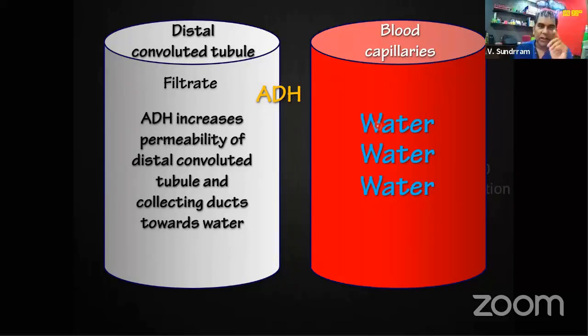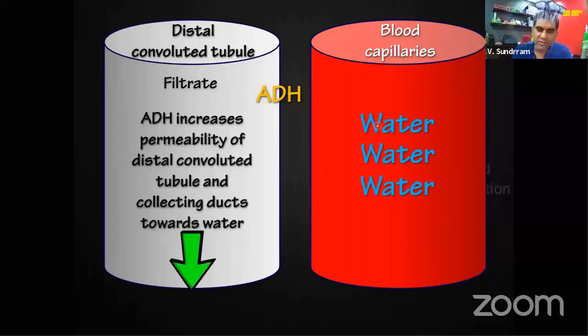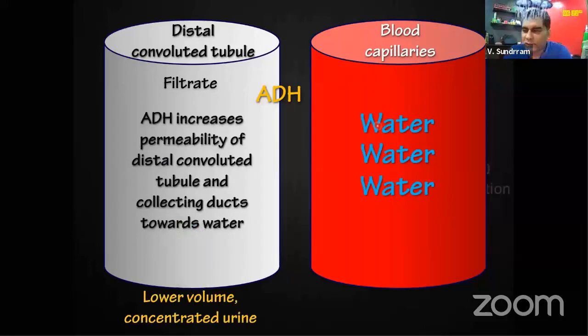You can add one more sentence. I am asking you: if you reabsorb more water, will you make more urine or less urine? That's your last one mark. Less urine, concentrated urine. That's how easy osmoregulation is supposed to be.